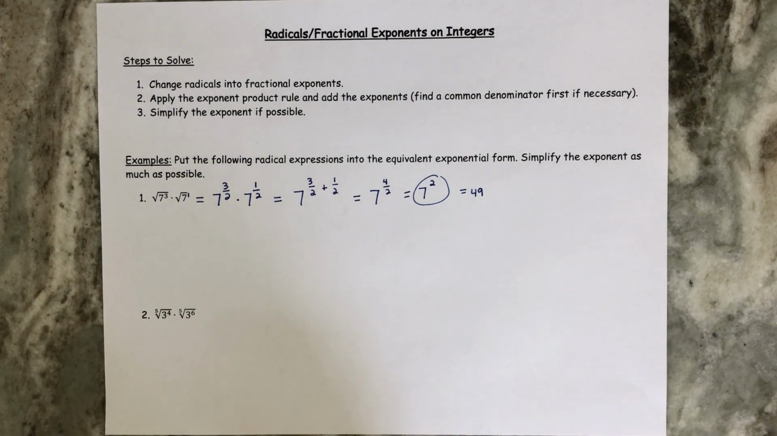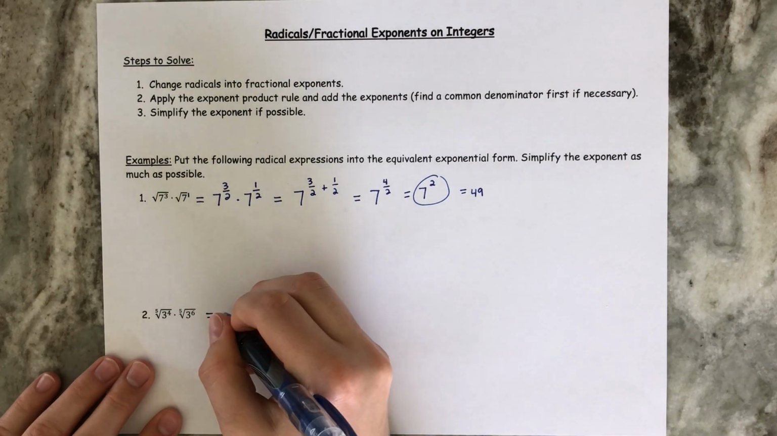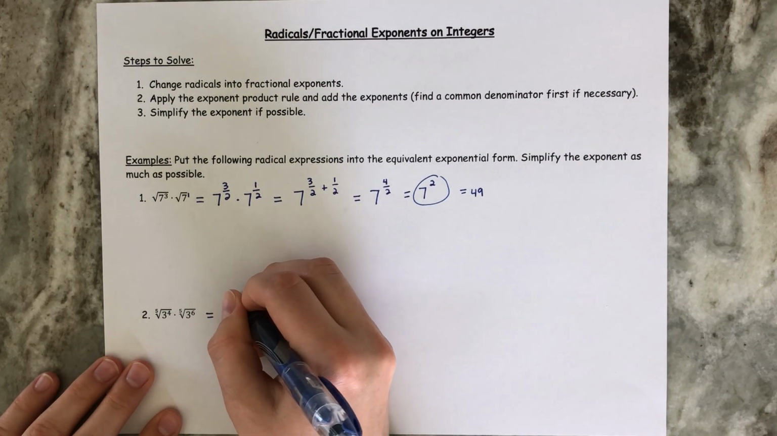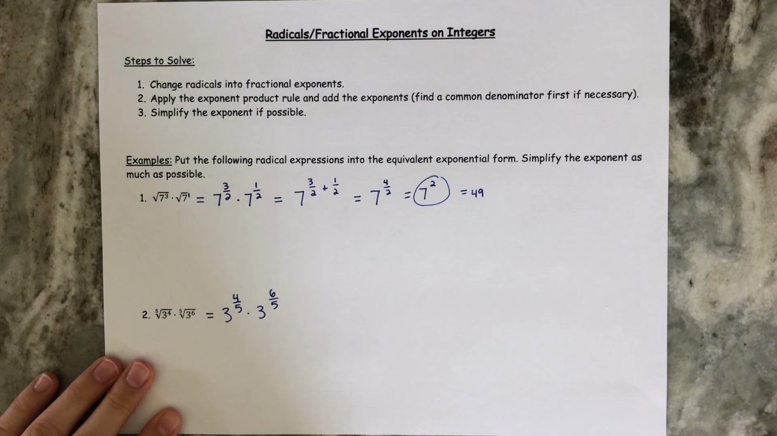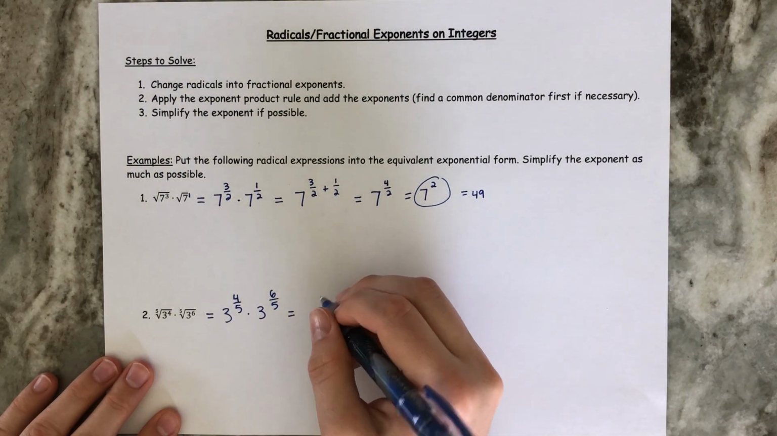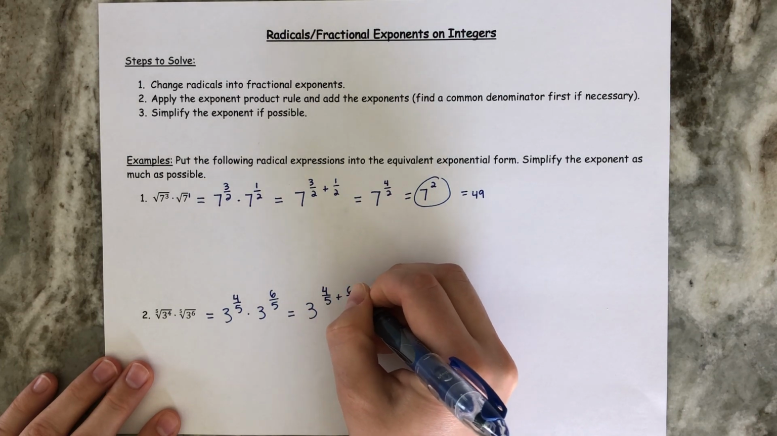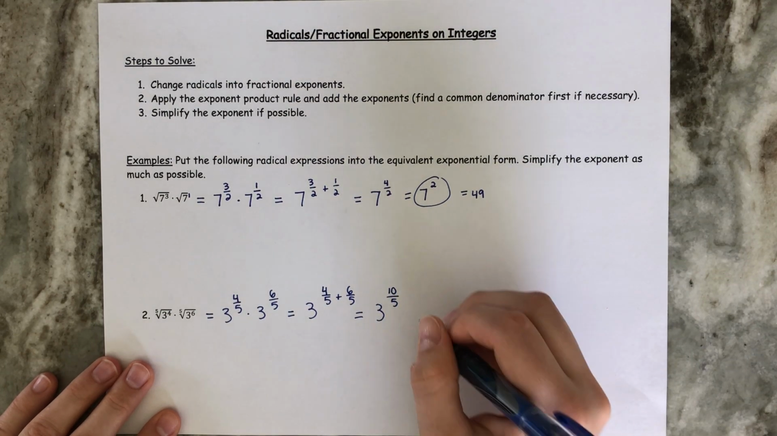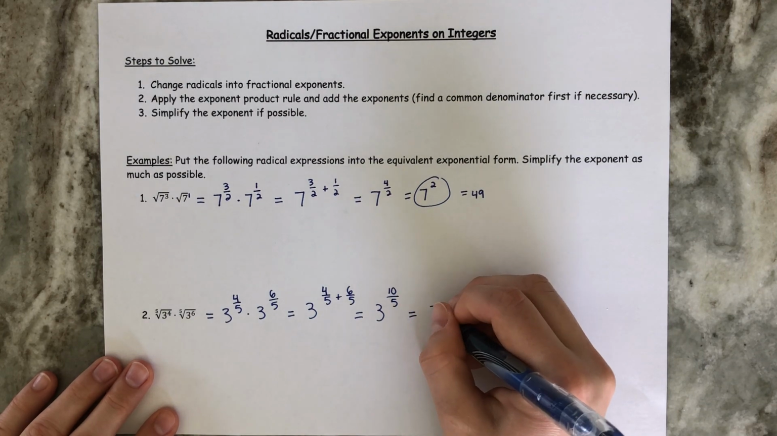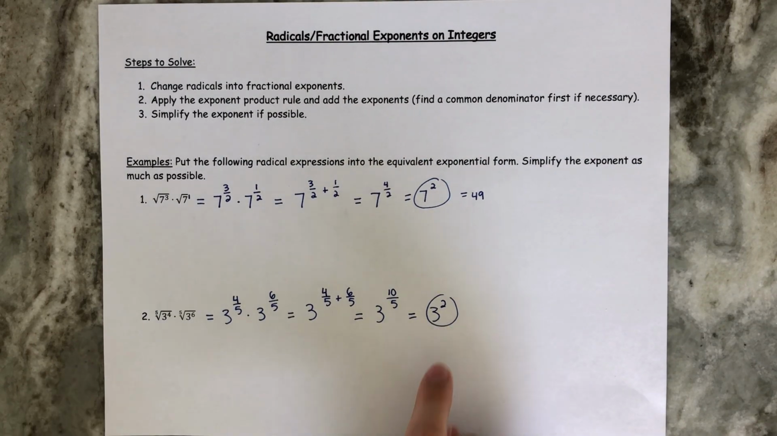The second problem we have is the 5th root of 3 to the 4th times the 5th root of 3 to the 6th. So let's change these into fractional exponents first. So we have 3 to the power of 4 fifths times 3 to the power of 6 fifths. We have a common denominator, so we can go ahead and use our product rule and add these exponents. 3 to the power of 4 fifths plus 6 fifths. If we add those together, we get 3 to the power of 10 fifths. And step 3, we can simplify that exponent to 3 to the power of 2, which I know is equal to 9, but again, Delta Math wants it in this form.